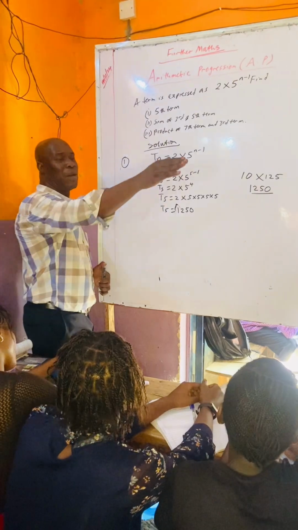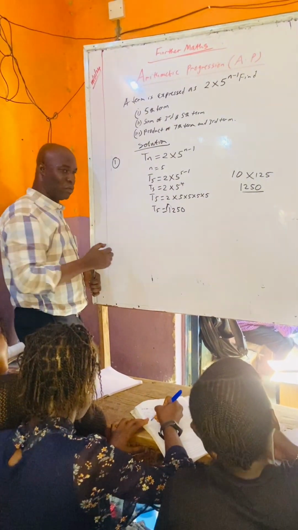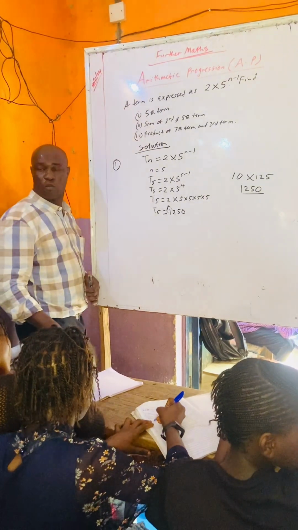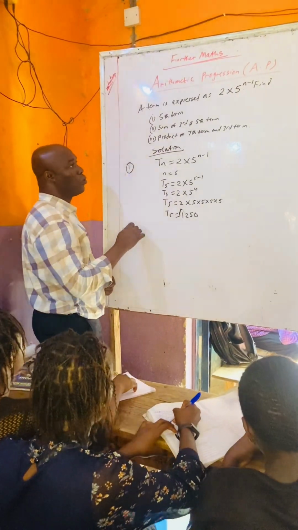When you have a longer number you want to multiply, you can break them into parts. Multiply this one, multiply this one, then multiply them together. Are we together? Yes. Good. So that's Roman figure 1 for you.